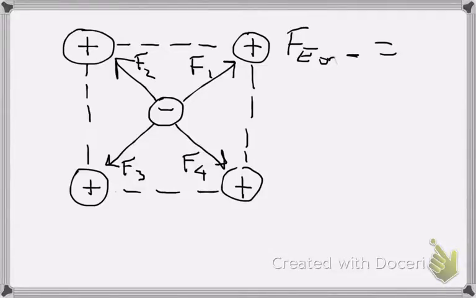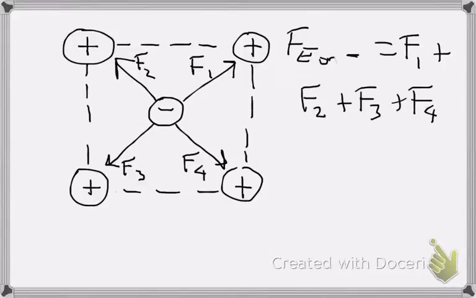So on the negative charge particle, it's going to be F1 plus F2 plus F3 plus F4, and their vector values, not totaled together. I have to strongly emphasize this because I know some of you are going to want to just add them all up. But we have to look at directions here.